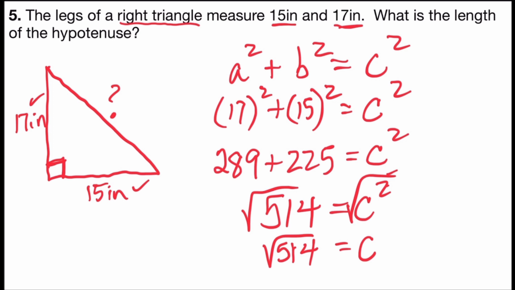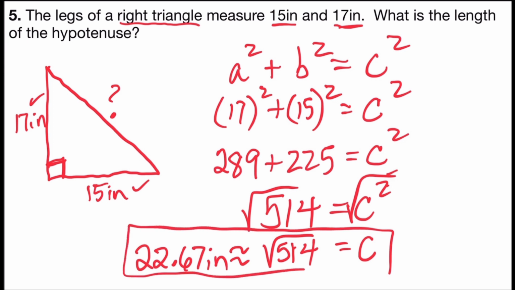But I can punch that into a calculator and get an approximation. I can take the square root of 514 and find out that that is about 22.67 inches. So I have my answer in exact form, the square root of 514, and I have my answer in approximate form, 22.67 inches.